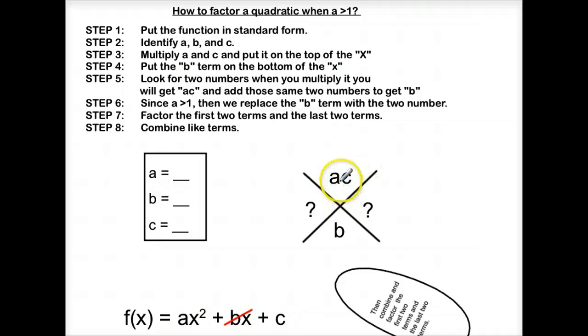Multiply my A and C in the top, put my B term in the bottom. These question marks represent, and we're on step 5, look for two numbers that when you multiply them, you get AC, and when you add those same two numbers, you get the B term. So now that I did that and I found this is where the difference is.